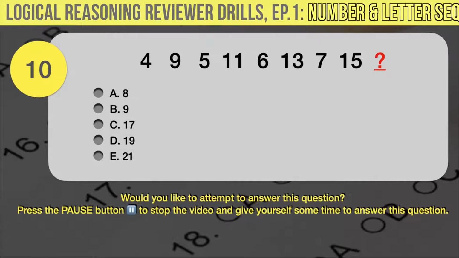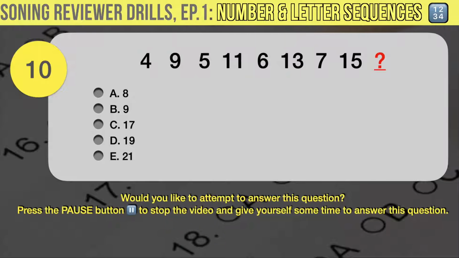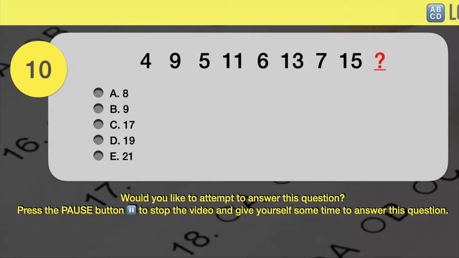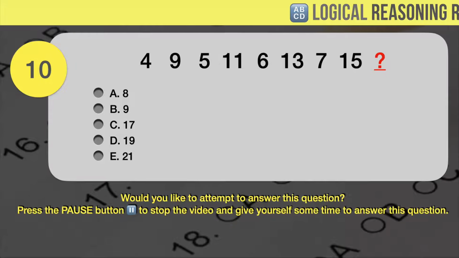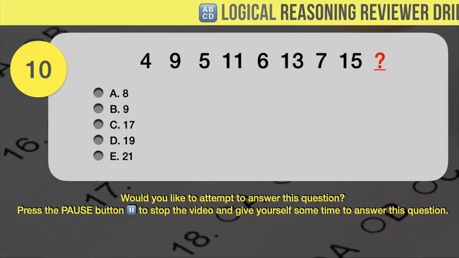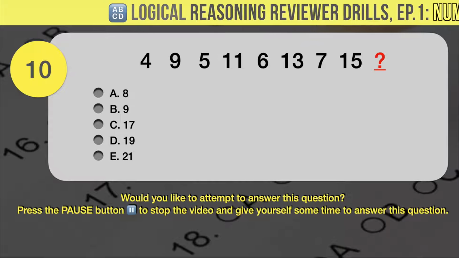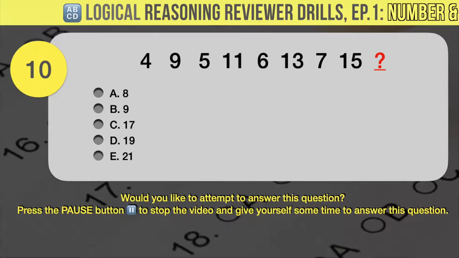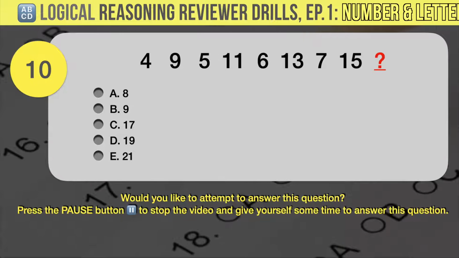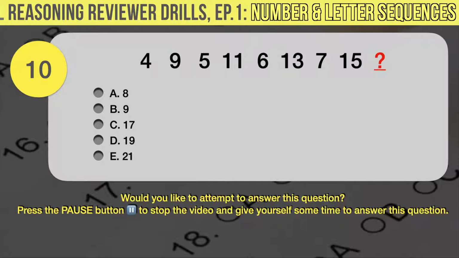Drill question number 10. Which number comes next in the following sequence? 4, 9, 5, 11, 6, 13, 7, 15. Your answer choices are A, 8, B, 9, C, 17, D, 19, E, 21. The correct answer is A.